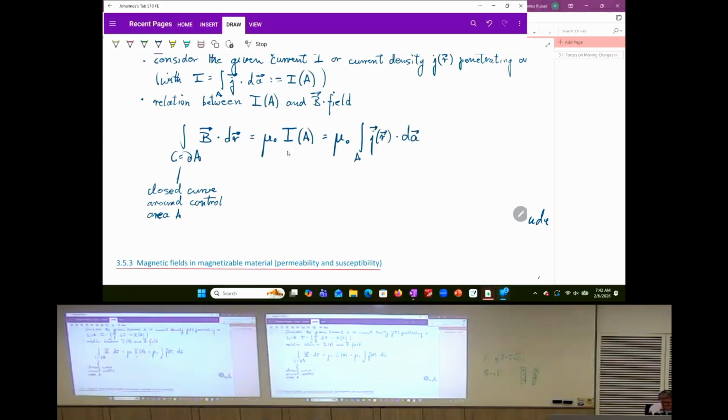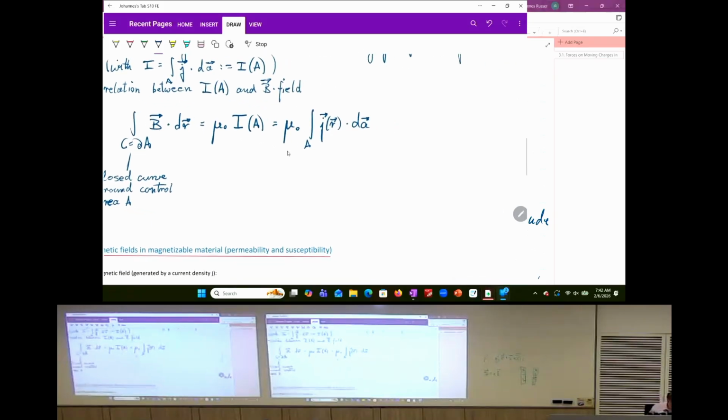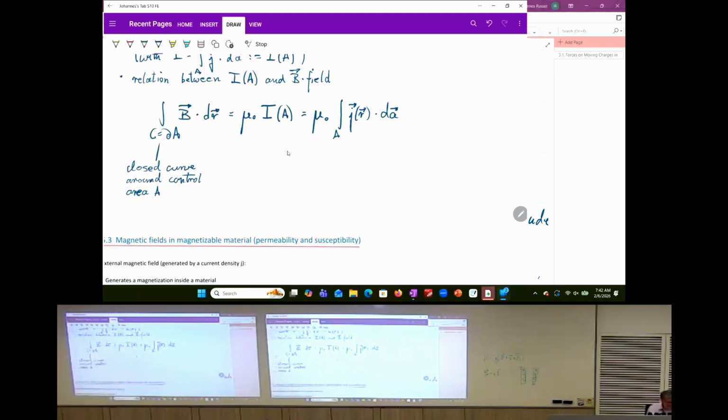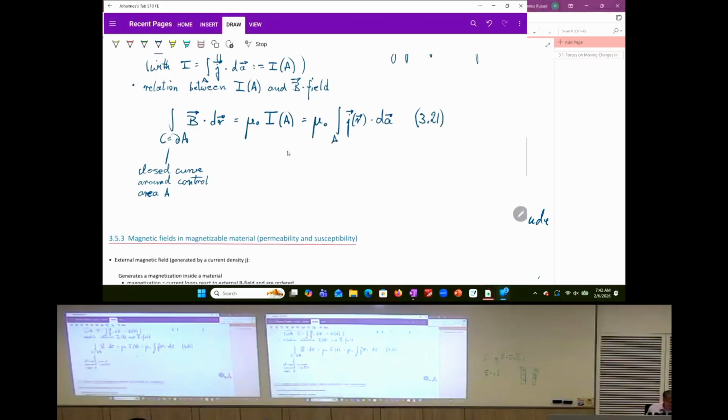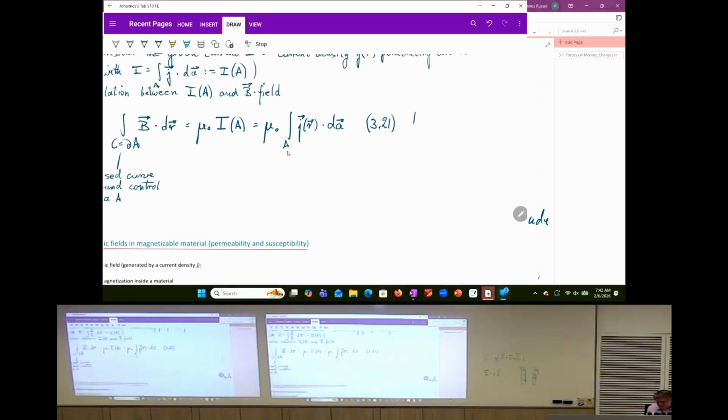Isn't that a nice formula? If you look at the written note, it is your equation 321. And this constant, this is a Greek letter mu. You pronounce it something like mu or MEW. It's Greek.